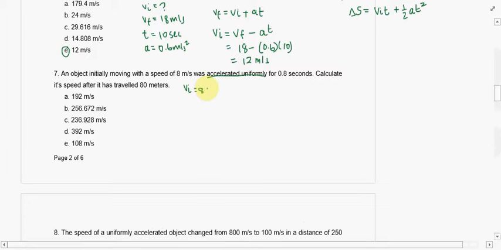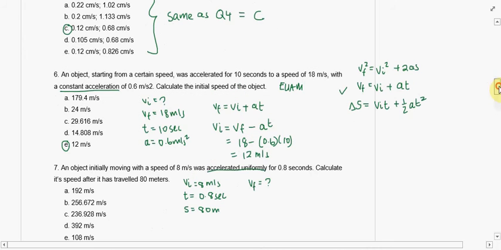So my initial velocity is 8 meters per second. It was accelerated uniformly for 0.8 seconds. Calculate the speed after it has traveled, so the distance that it's traveled is 80 meters, right? So it's asking for the final velocity. I have 3 knowns and 1 unknown, but I only have these 3 equations over here.